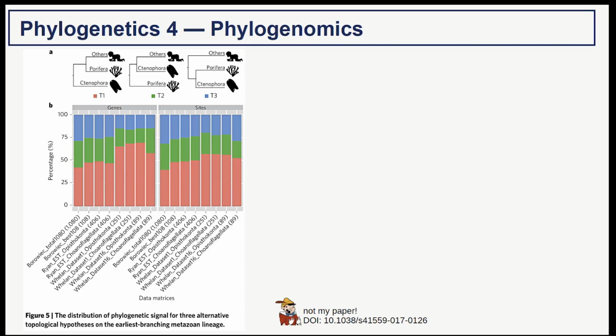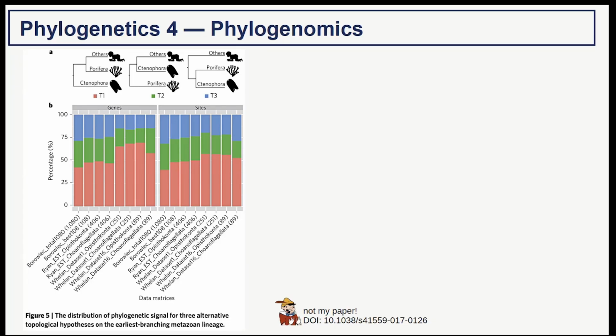In this paper, they say, well, it depends on the genes that you choose. Each one of the columns here is one different study. Different studies in the past used different data sets. Depending on the data set that you use, it will say, well, 50% of the data is going to give you this T1. Sorry for those online. The red bar says that 50% or something close to 50% supports T1. But actually there's some 20-25%, the green bars there, that support T2. And then there's some other genes that support a different tree. So that's the problem of phylogenomics.